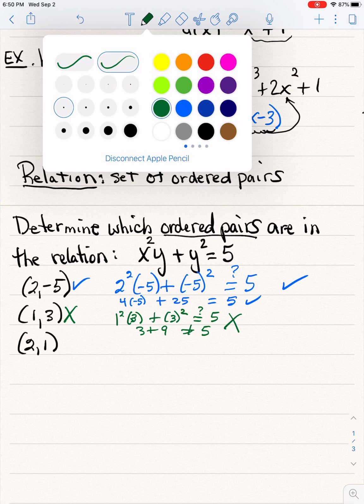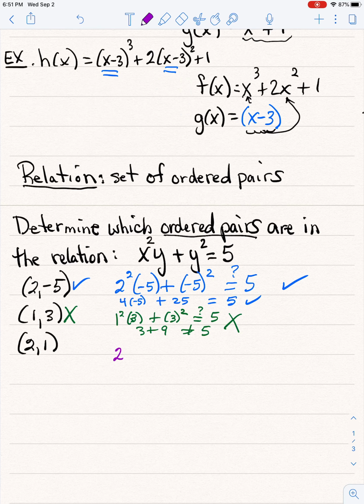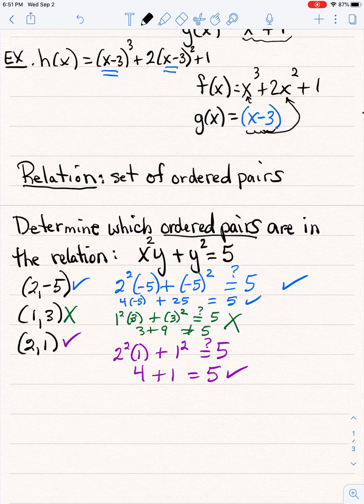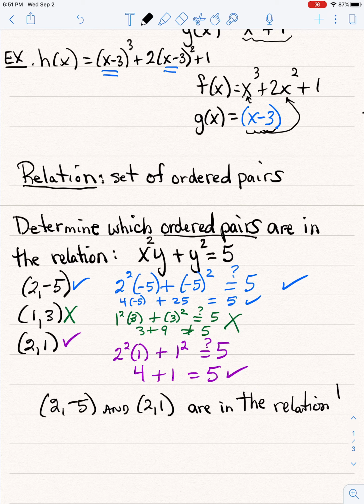All right, so then we'll go again. This next one, we would do 2 squared times 1 plus 1 squared. Does that one equal 5? Well, 4 plus 1, sure enough, equals 5. So that one does in fact work. So in summary, we would say determine which ordered pairs are in the relation. Our answer would be (2, -5) and (2, 1). Those are in the relation. They satisfy the given equation.